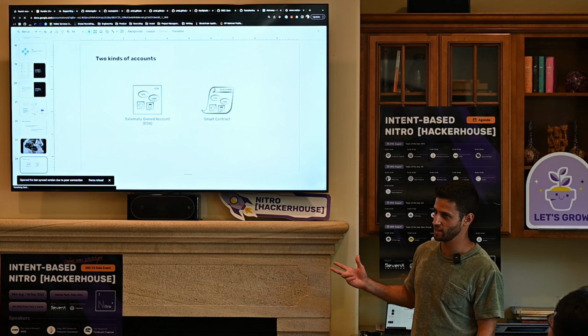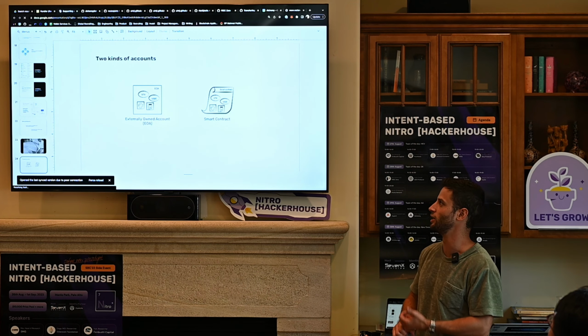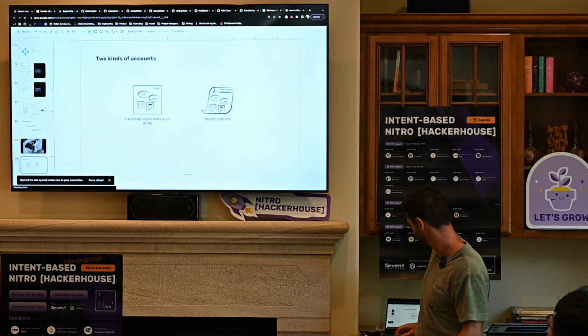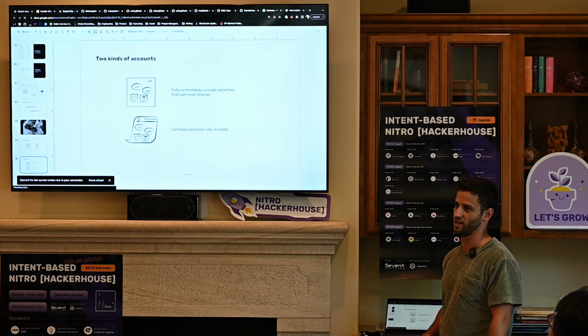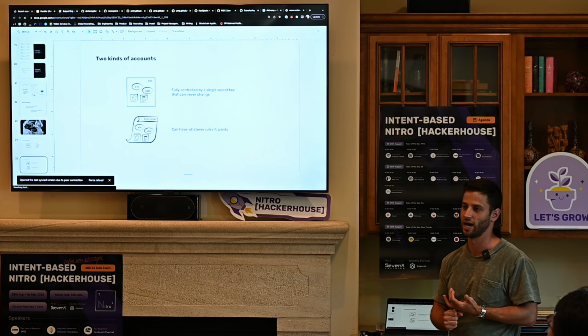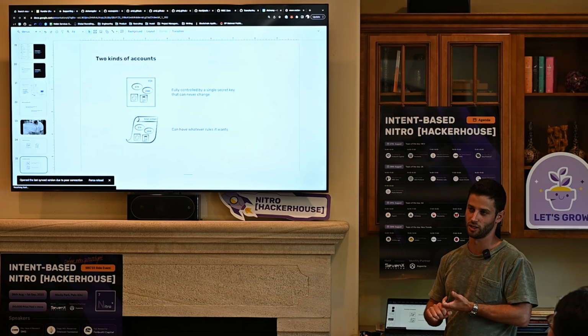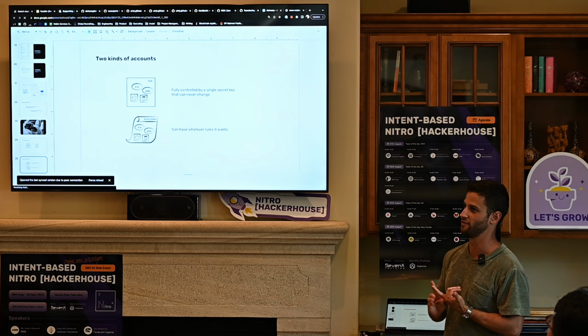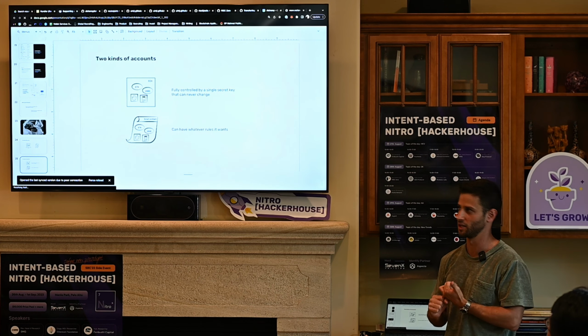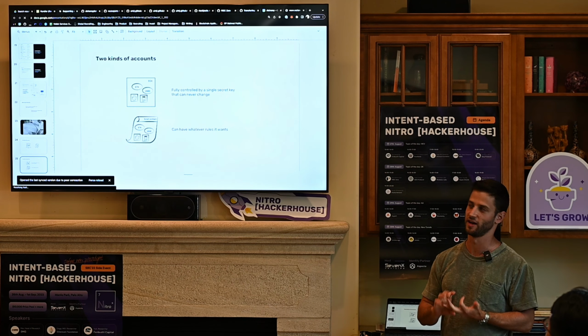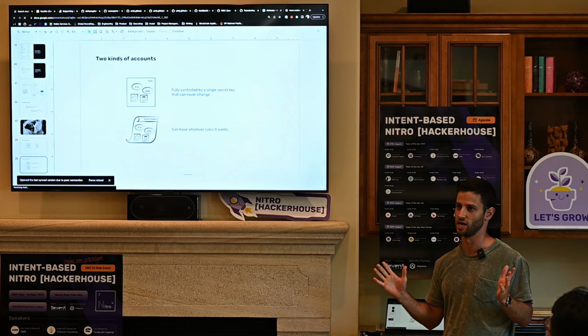So there are two kinds of accounts, as we learned a few times now. There are EOAs and there are smart contract accounts. EOAs are fully controlled by a single key that can never change. If you lose the key, you lose the account. It has very hard-coded validation rules. So on Ethereum, that validates a signature valid along what's called the K1 elliptic curve. It validates the user's account, it validates their balance, and that's about it. And you can never change that ever.